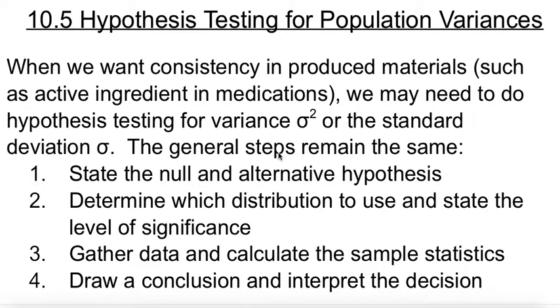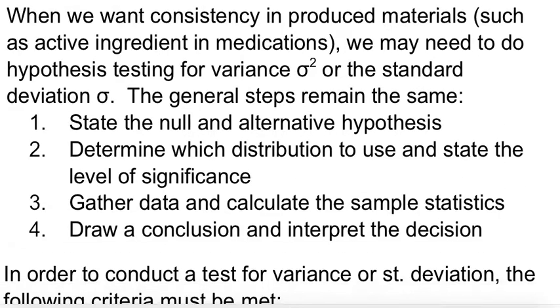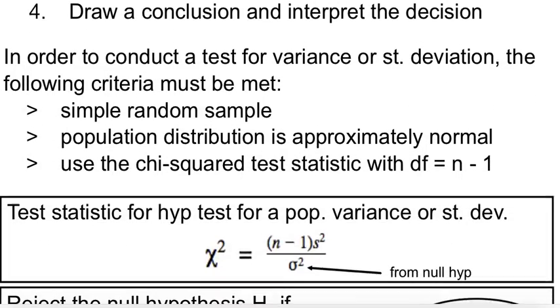So we would do a hypothesis test for variance, which is sigma squared, or standard deviation, which is just sigma. The rules are still the same. Normal hypothesis testing: we state the null and alternative, decide what distribution we're going to use, state the level of significance, gather our data, calculate, and draw a conclusion. So hypothesis steps are the same as always.